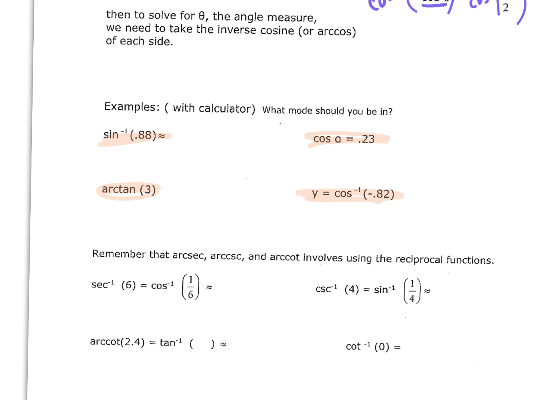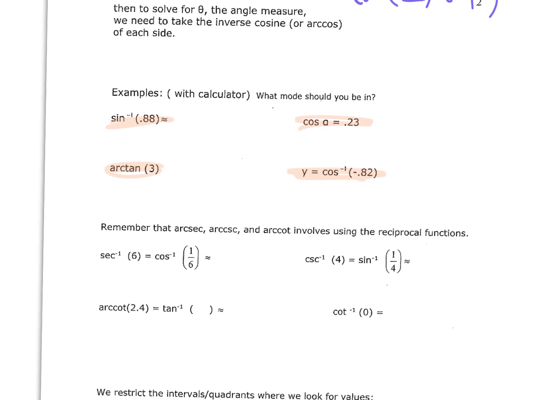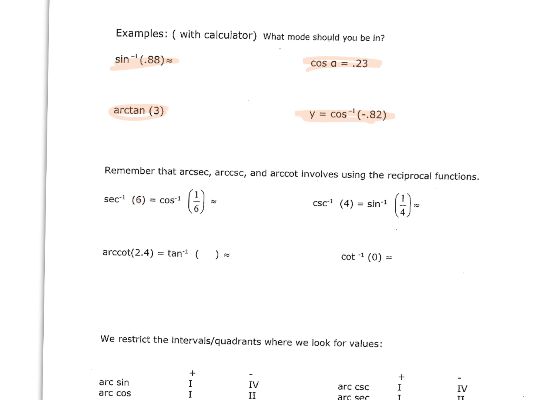We're going to do the inverse sine of 0.88. We're going to do the inverse cosine of that 0.23, and so on. So try those for yourself. Plug those into your calculators. You should be in degrees. And then go ahead and do these. Do this one here, and this one here, and this one also. And I'll talk to you briefly about why I have those kind of separate in a second.